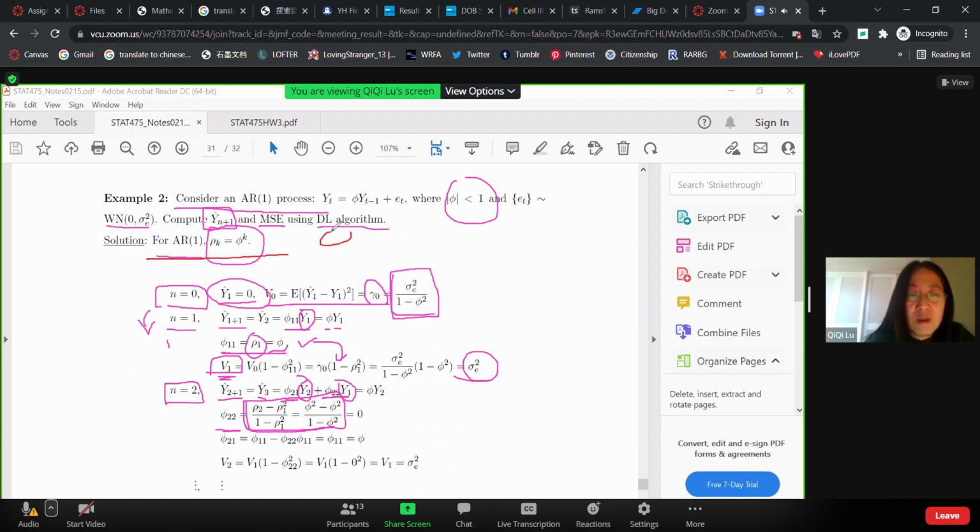For AR(1), phi kk equals 0 for all k larger than 1, right? So for the partial ACF of an AR model, phi kk equals 0 for all k larger than p. For AR(p), k larger than p, phi kk equals 0. So in this case, p equals 1. So phi22, we know that's 0. And then you find phi21.